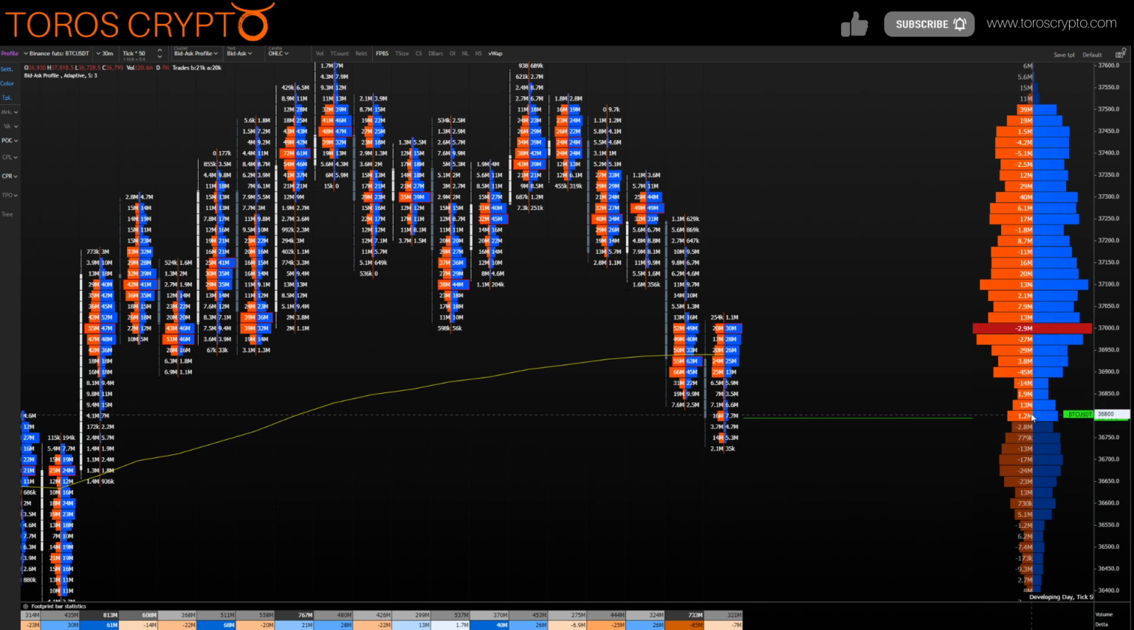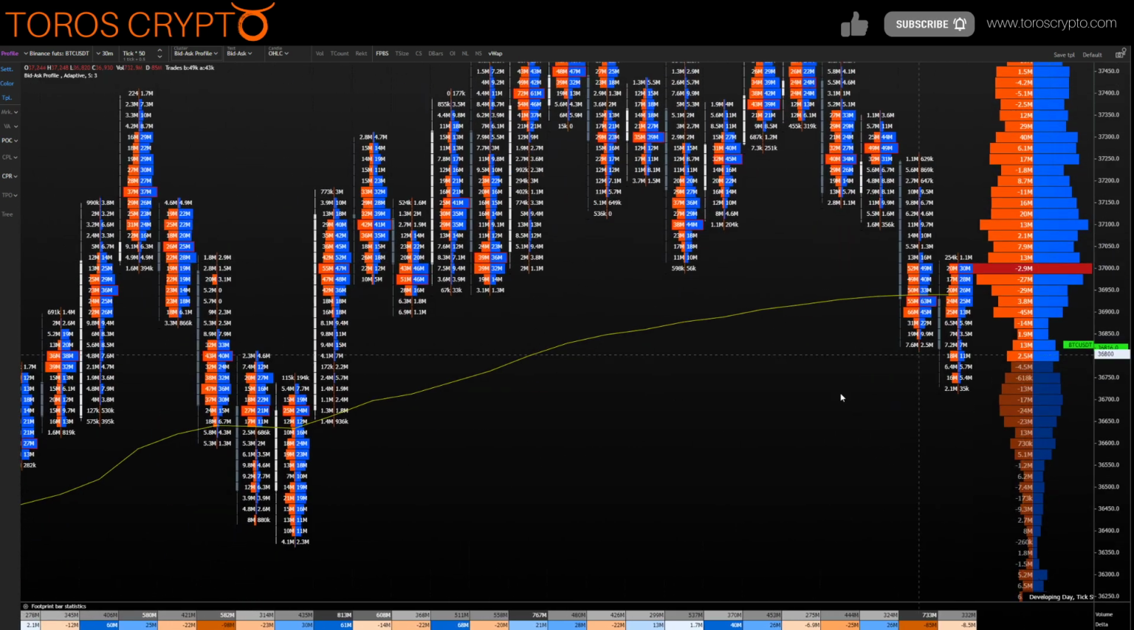This shows you other information you can gain from the charts: knowing where your value area is, where the majority of transactions have taken place throughout the day, and knowing where your point of control is, the area where the overall majority of transactions have taken place. They're all good levels to be aware of.